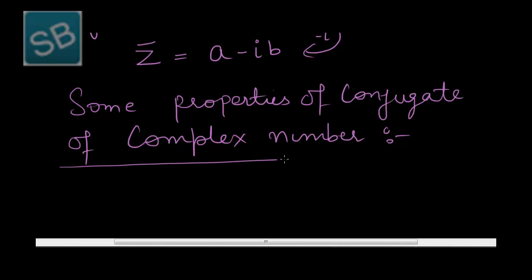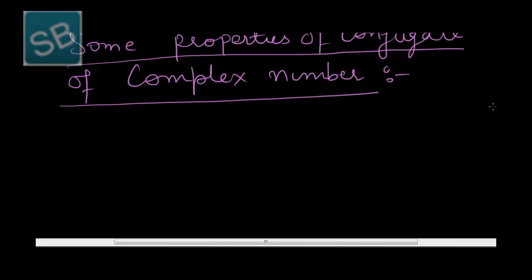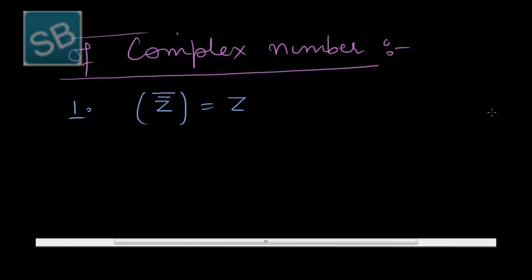So turn by turn we will discuss the properties of the conjugate of a complex number and we will prove these properties. So the first property is: taking the conjugate of a complex number, and then again taking the conjugate of that conjugate, will give again the original complex number.